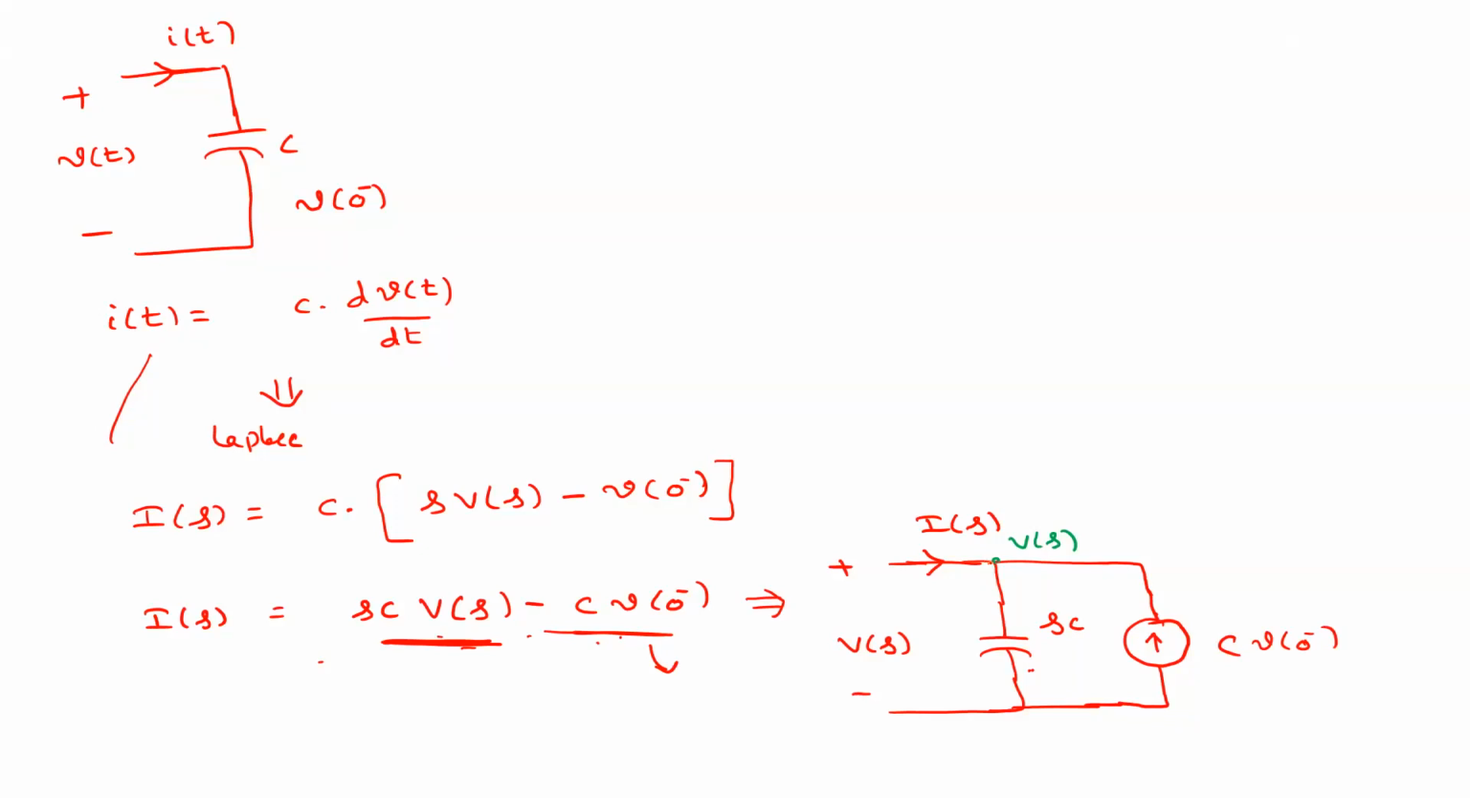So now if you apply KCL here, I of S equal to V of S by SC. Okay, V of S into SC, you know the voltage, right? What is the current here? So what is the value here? What is this value?